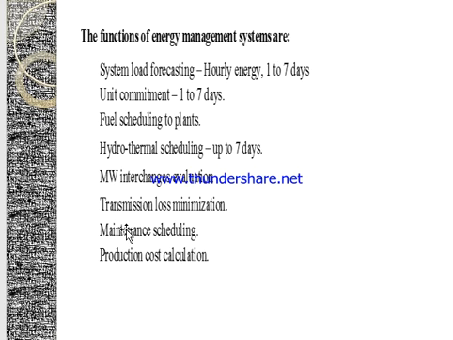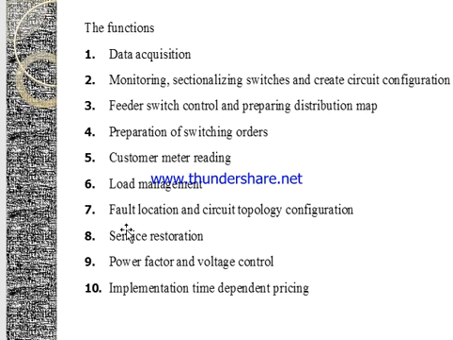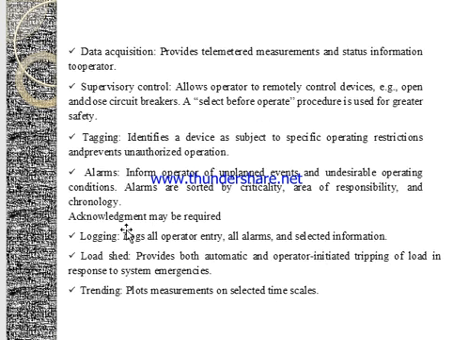So the functions of the energy management system are system load forecasting, which may be hourly or from 1 to 7 days, unit commitment for 1 to 7 days, for a week, fuel scheduling to plants, hydrothermal scheduling up to 7 days, megawatt interchange evaluation, transmission loss minimization, maintenance scheduling, production cost calculation, etc. These functions lead to the betterment of the system operation.